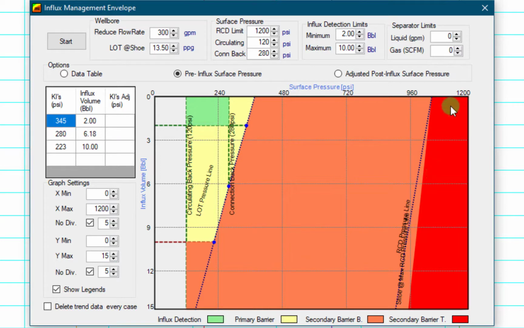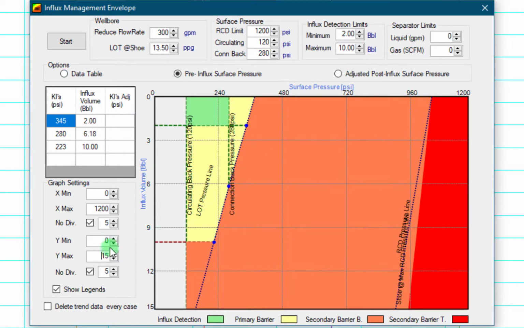The red zone here is the well control limitation. So if we go beyond this, we are exceeding the limitations for the secondary barrier at the surface. So we do not want to be in this zone. In the orange zone, we'd have to hand off operations to well control.